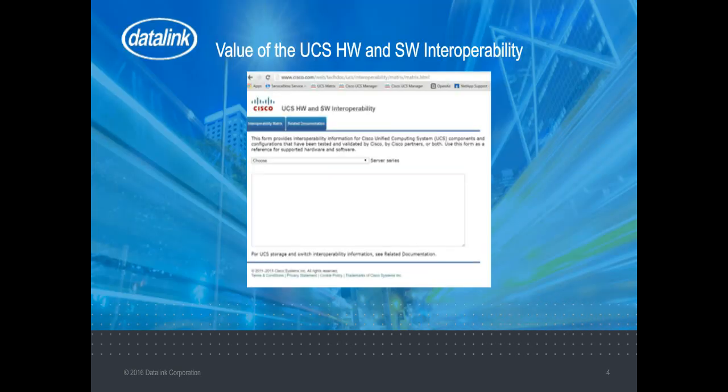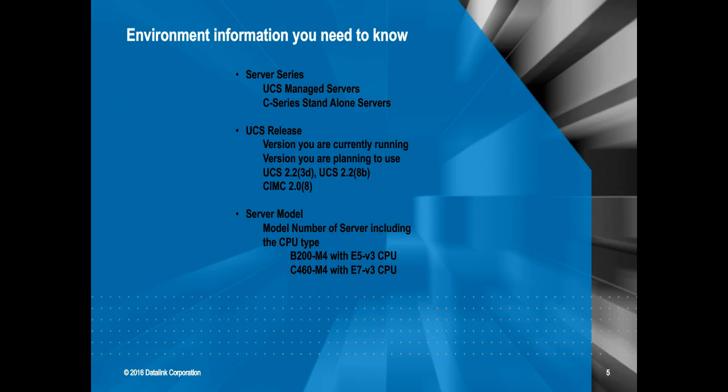The value of the UCS hardware and software interoperability. Here's a screenshot of what they call the matrix. In order to use that particular link, you want to gather some environment information that you're going to need to know, such as your server series. Is it a UCS managed server? Is it a C-series standalone server?